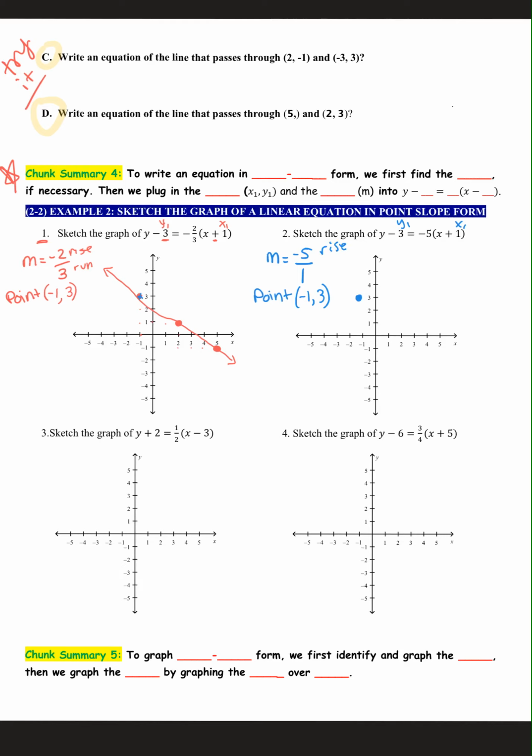I'm going to go down 5, and I'm going to run 1. So 1, 2, 3, 4, 5, and over 1. Let's go down some more. 1, 2, 3, 4, 5, and over 1. It ends up right there. So, ish.